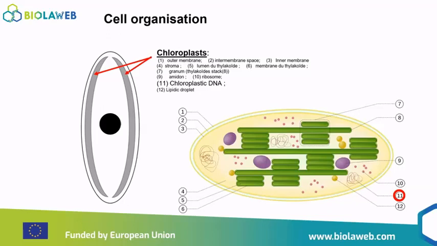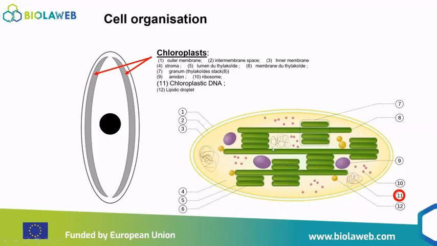Now let's have a look at the chloroplast. Here you have a scheme of a chloroplast. You see a double membrane, and here the thylakoids. And you have a ribosome here. The small dots are the ribosomes, and you have a genome.